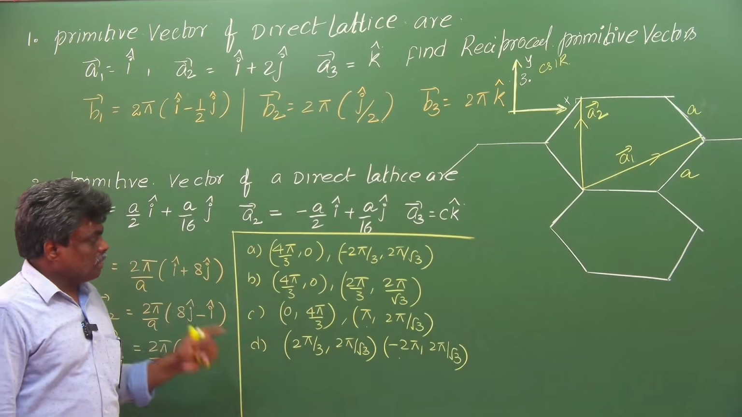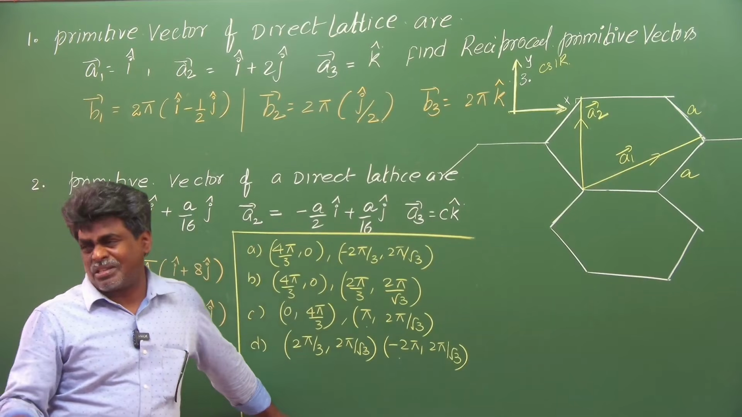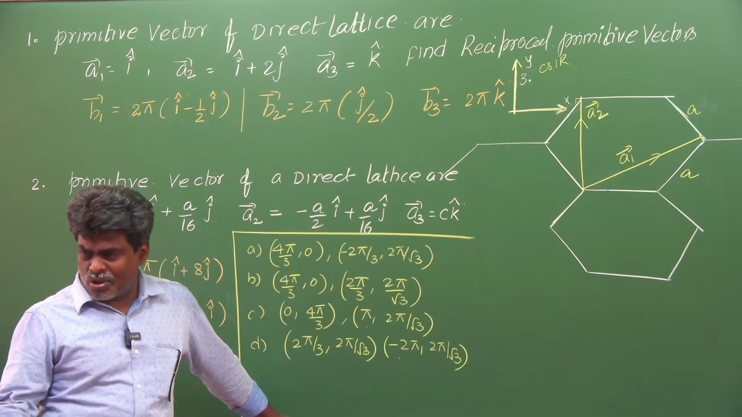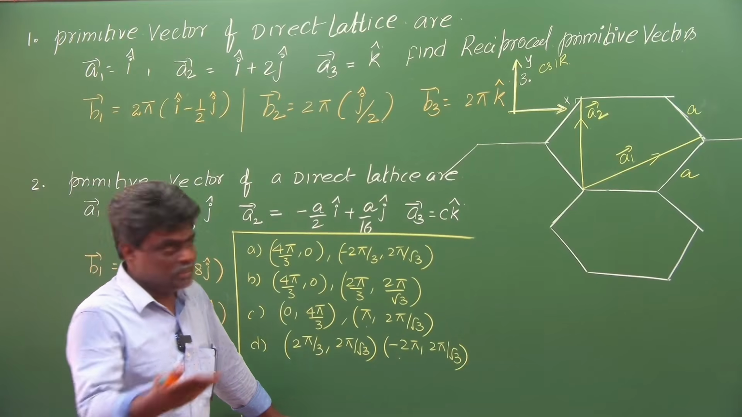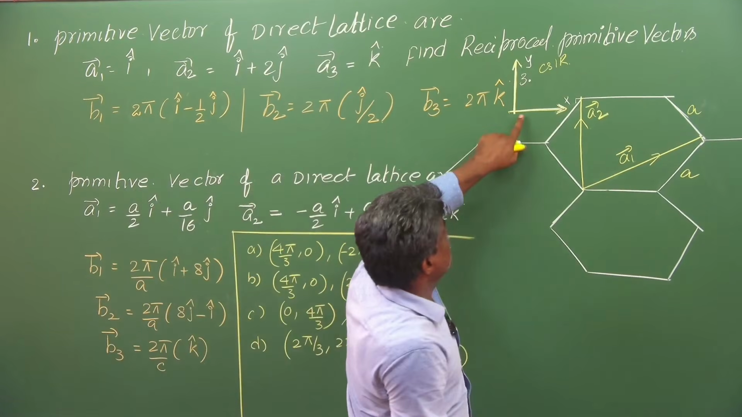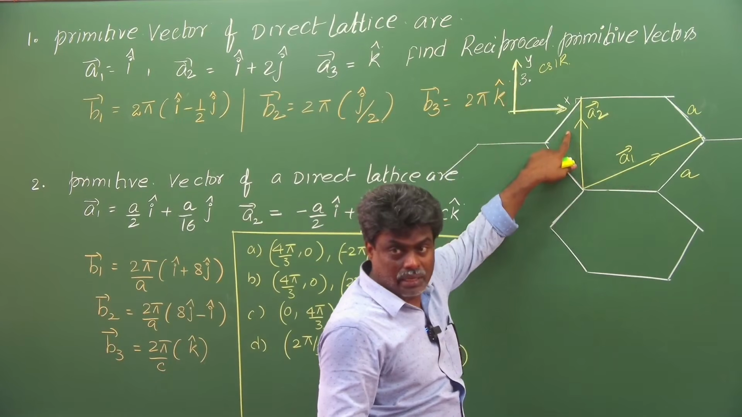Now these are the options. We have to find the corresponding reciprocal vectors. If you want to find the corresponding reciprocal vectors, first you have to write the direct lattice vectors, that means A1 and A2. Very simple. See the board. He has given the x-axis and y-axis. Observe carefully, he has given A1 bar and A2 bar.